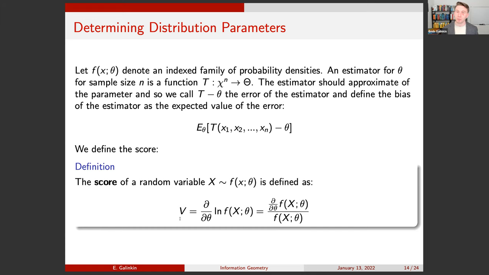So our estimator, we want to approximate the parameter. So our estimator is T, and the error of the estimator is T minus theta. It's our estimation versus our best parameter. And so we try to minimize the expected value of the error of the estimator relative to the best parameter.